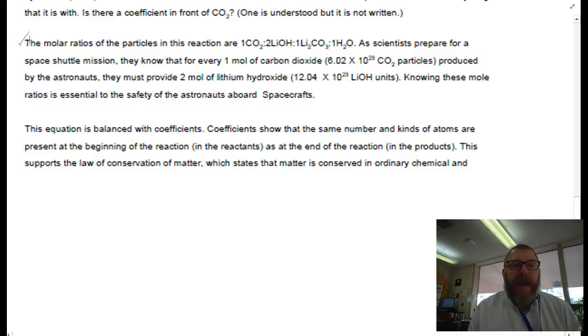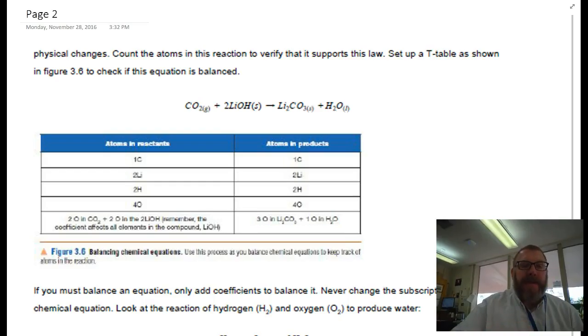This equation is balanced with coefficients. Coefficients show the same number and kinds of atoms are present at the beginning of the reaction in the reactants as at the end of the reaction in the products. This supports the law of conservation of matter, which states that matter is conserved in ordinary chemical and physical changes. Count the atoms in this reaction to verify that it supports this law. Set up a t-table as shown in figure 3.6 to check if the equation is balanced.